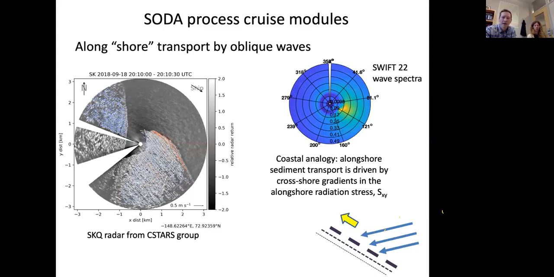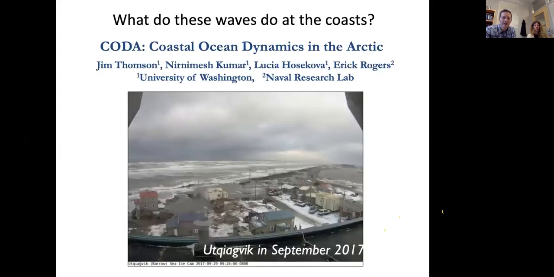Okay, I want to now come to the final section of the seminar and talk about what's happening at the coast, because that's the project that we're doing right now, and that is, I think, some of the more immediate things to people who live there. So this project is called CODA. You note the analogy with soda, right? We're very creative with our project names. So this is the Coastal Ocean Dynamics in the Arctic project.